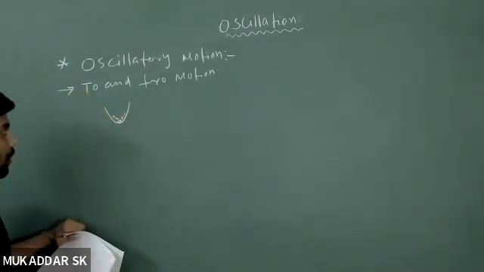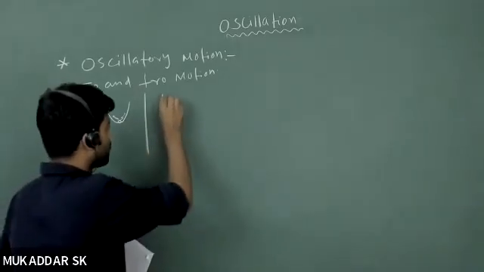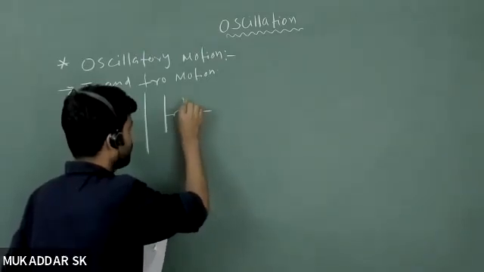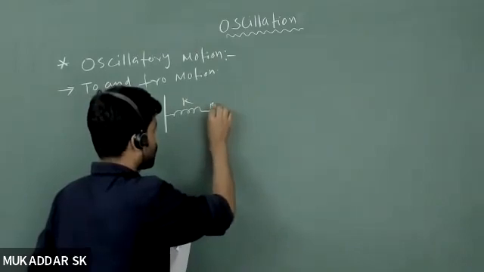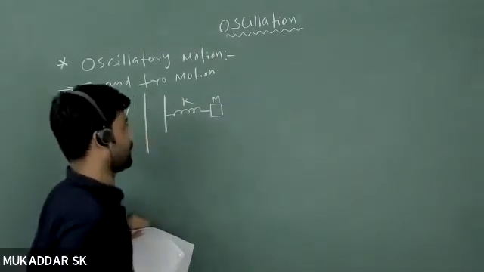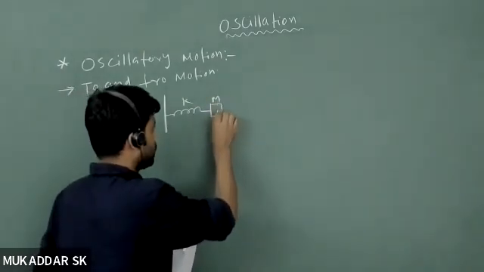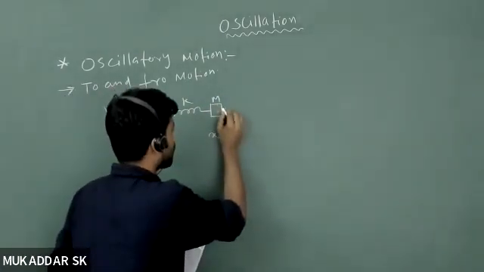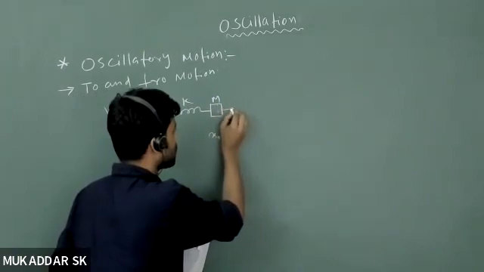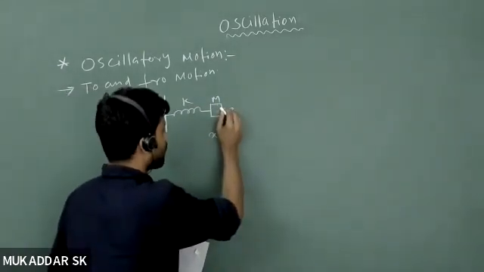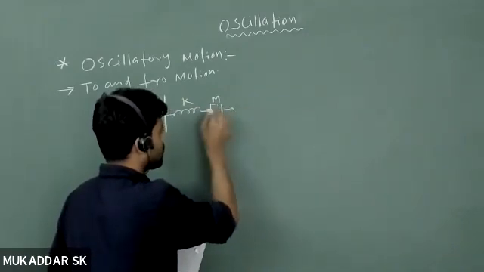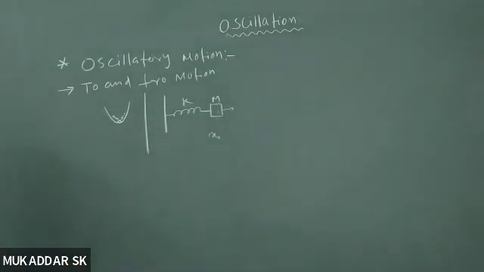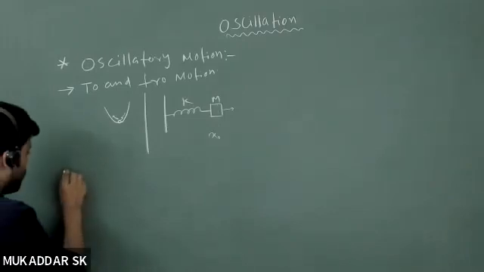Another example is a spring mass system. Suppose you have a spring having spring constant K, and you attach a block having mass M. Now let us assume this is the equilibrium position. Now if you displace this block by applying a small amount of force, then what will happen? This block will start moving like this. So this is a kind of to and fro motion. Is this part clear?